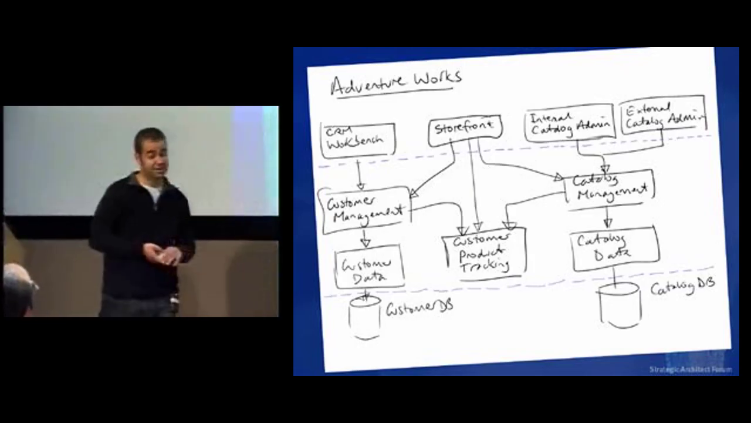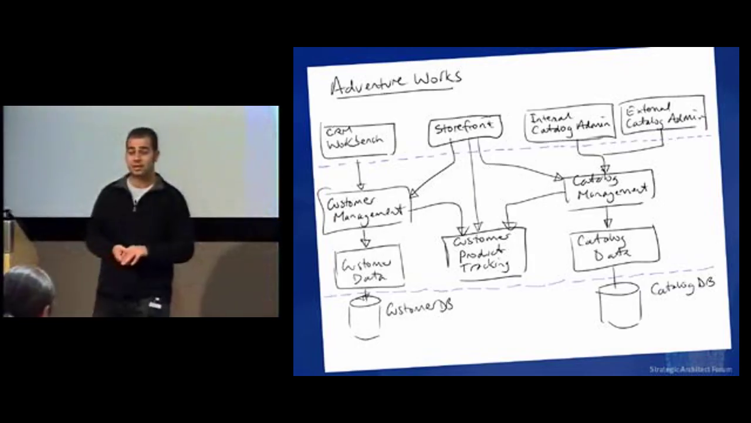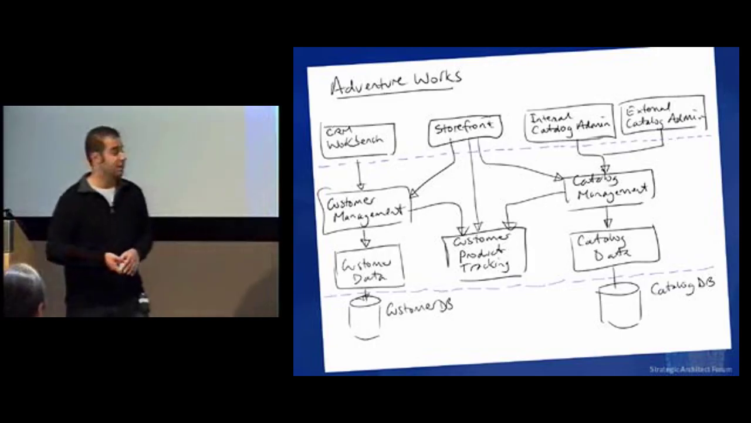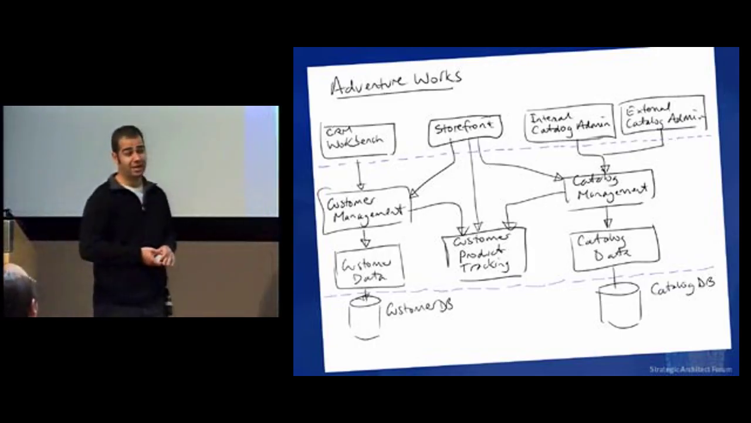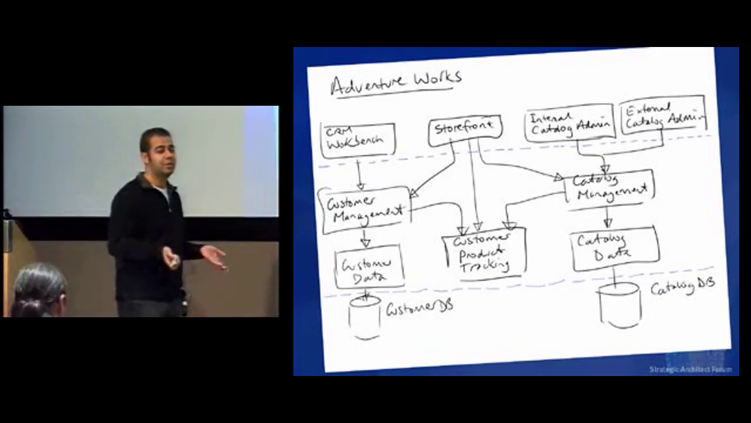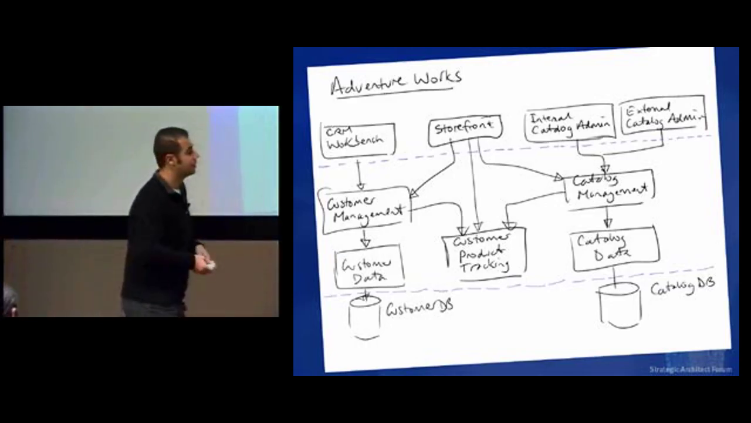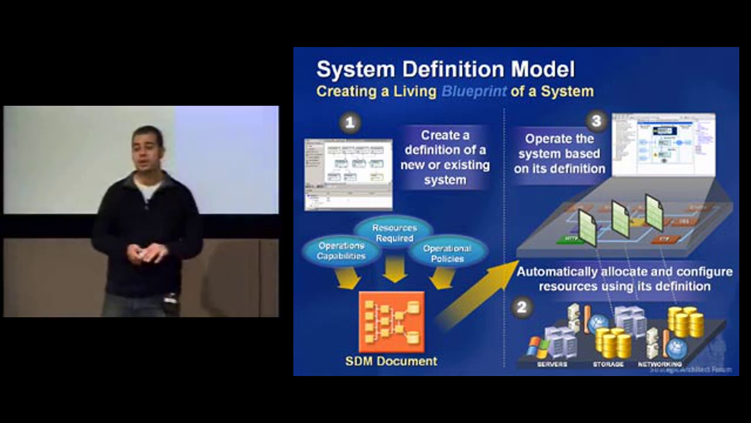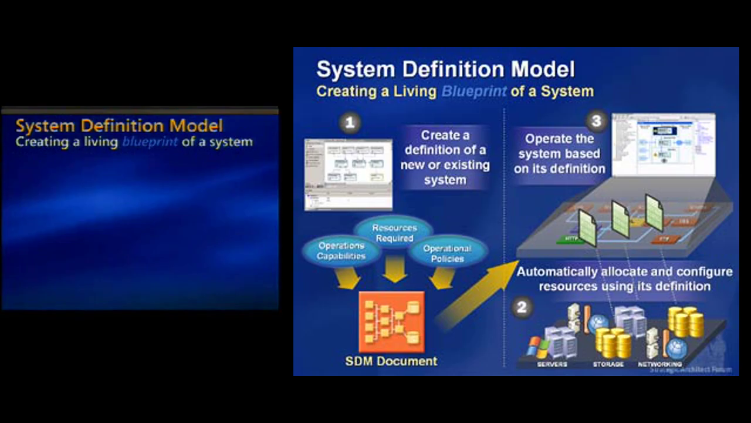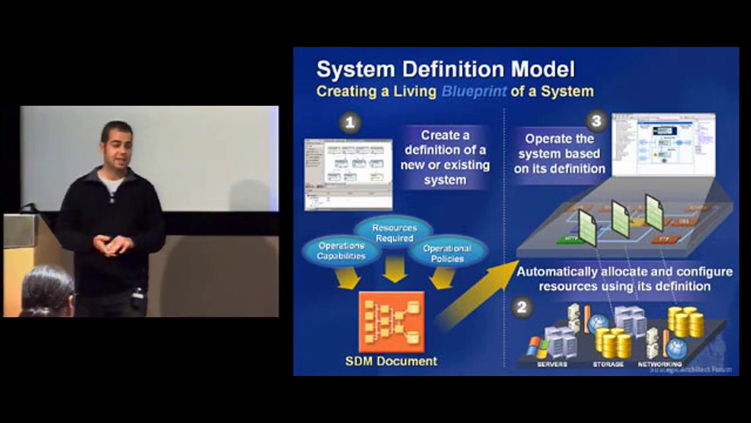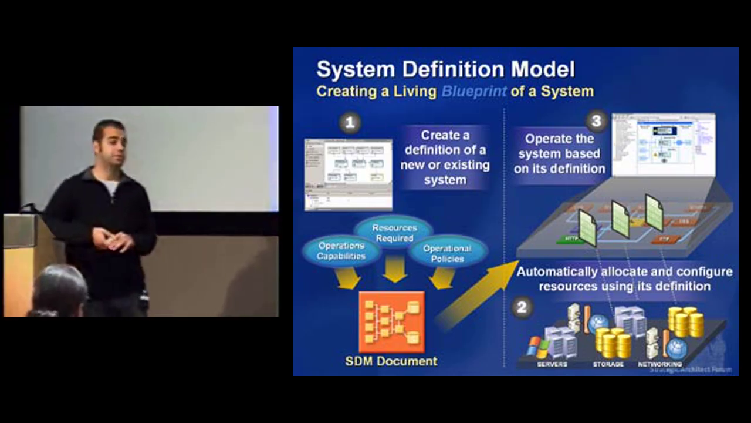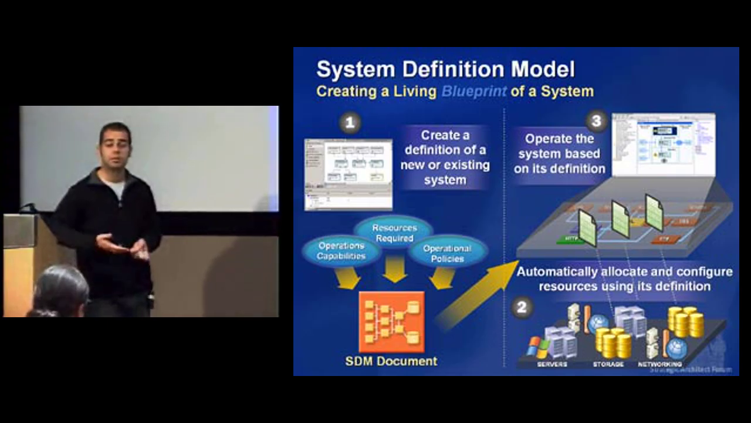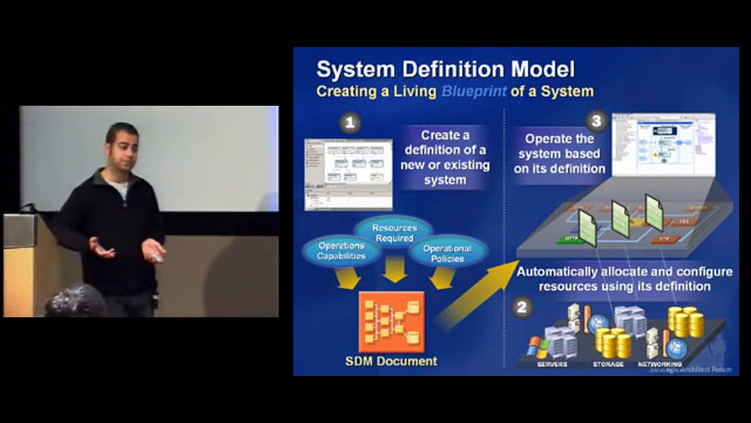And given that these are big beasts that we're having such a hard time managing, without having a complete, concise definition of a system, how do we expect to actually reduce the cost of managing and deploying these systems? And so this is why we came up with the system definition model. In essence, the SDM is basically a modeling language. It's one where you can actually describe or define a system.